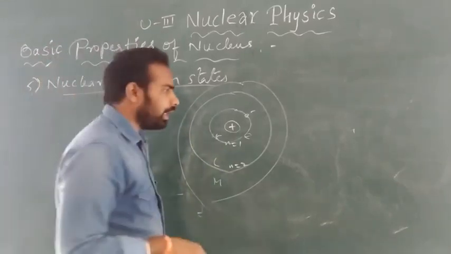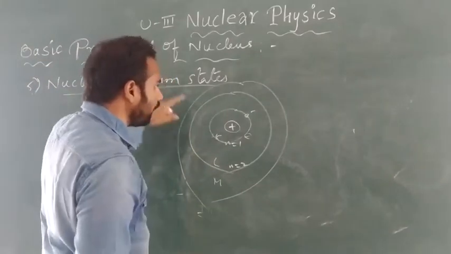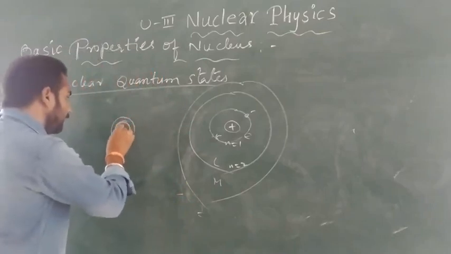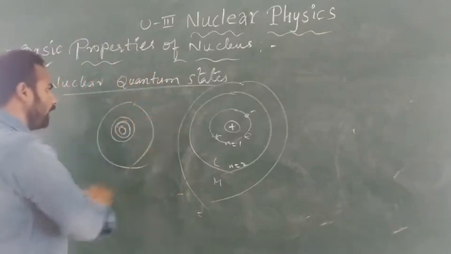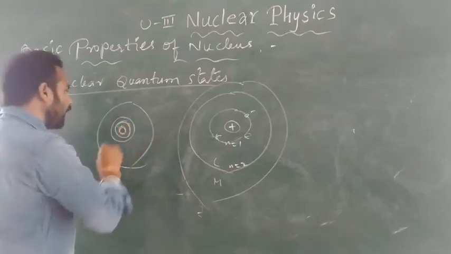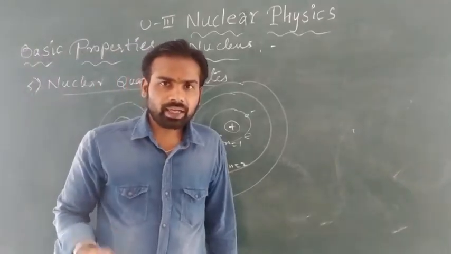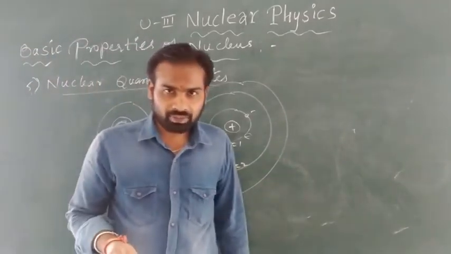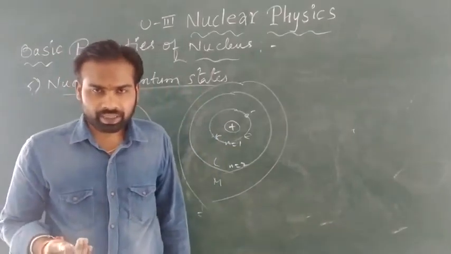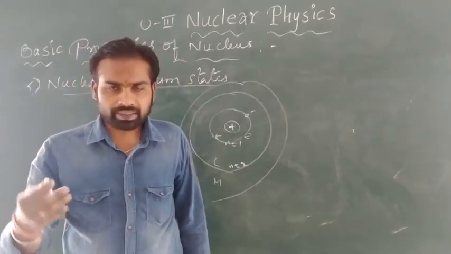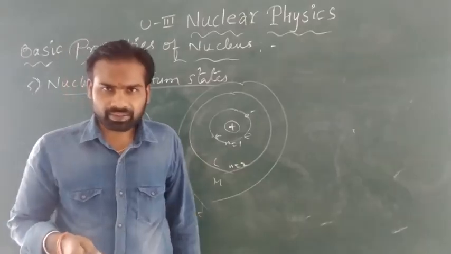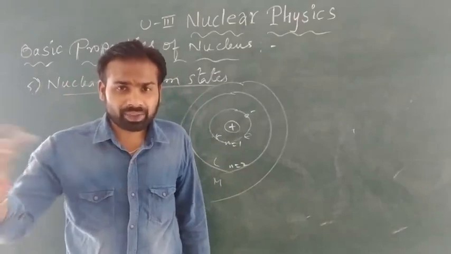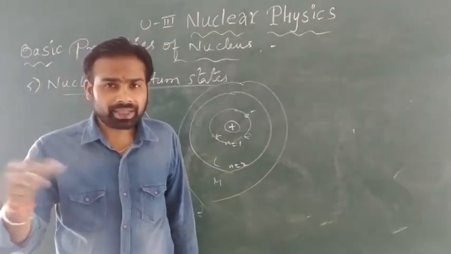Similarly, for the nuclear quantum states, outside the nucleus we have energy levels, and inside the nucleus also we have some energy levels. Radioactive disintegration, radioactivity: we will discuss all these things in the upcoming classes. Why are alpha, beta, gamma rays coming from the nucleus? Why are the gamma rays coming?